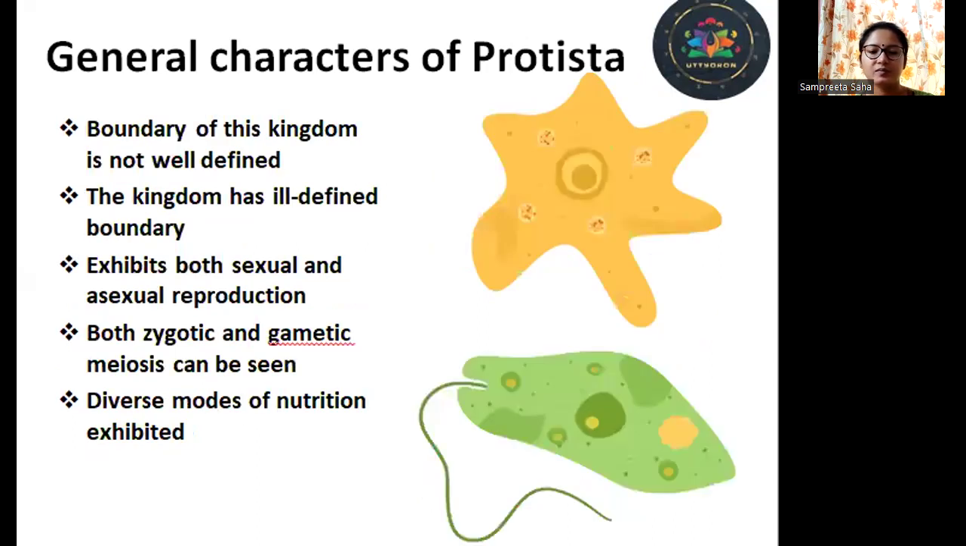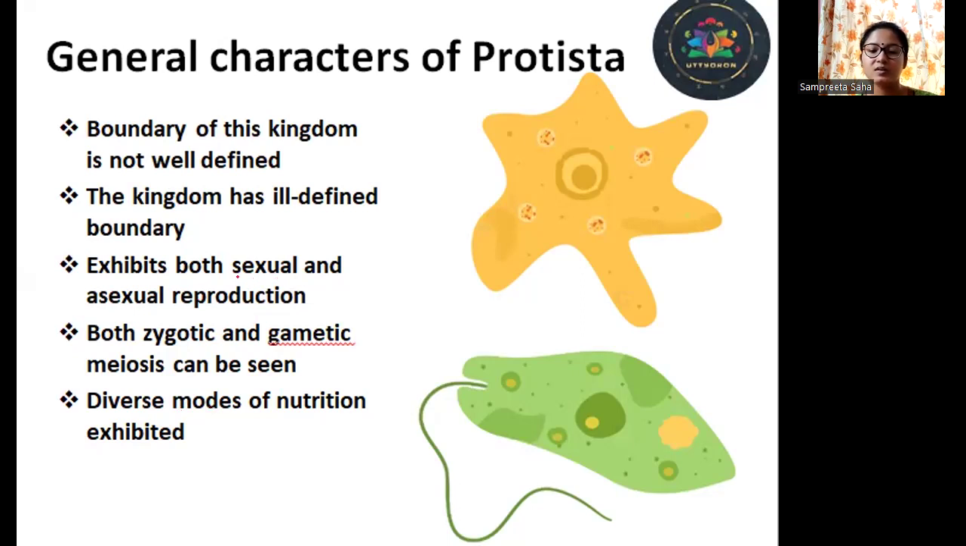Next, the boundary of this kingdom is not well defined. There is so much diversity observed in the characteristics of different members, we can easily say that there is no specific boundary to this kingdom. For example, the characteristics of amoeba are quite different from that of a euglena. So there is so much diversity observed in the members that the boundary of this kingdom is not well defined.